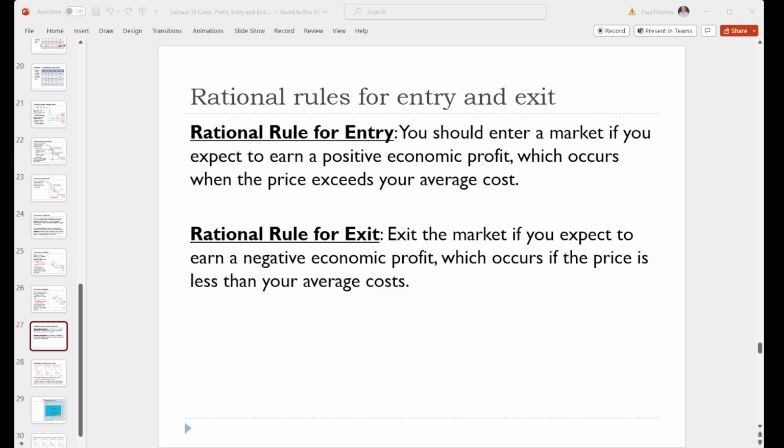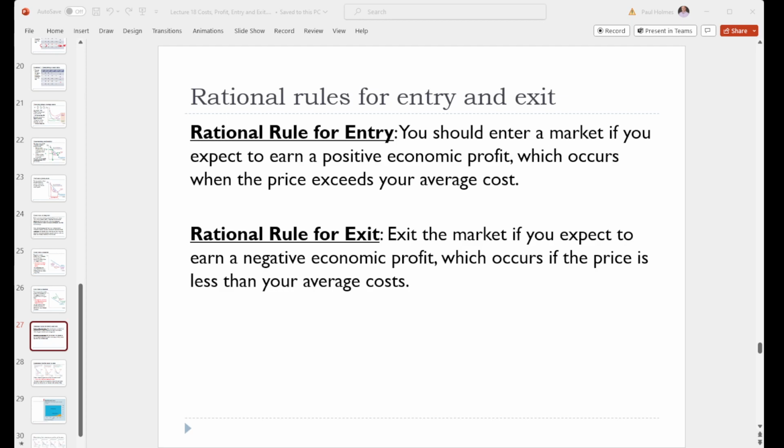We can summarize those last couple of slides with what I think are our last couple of these rational rules for the semester. These are rational rules for firms as they're considering entering and exiting markets. The rational rule for entry says firms should enter a market if they expect to earn a positive economic profit. In other words, if we see positive economic profits in a market, we should anticipate firms entering that market.